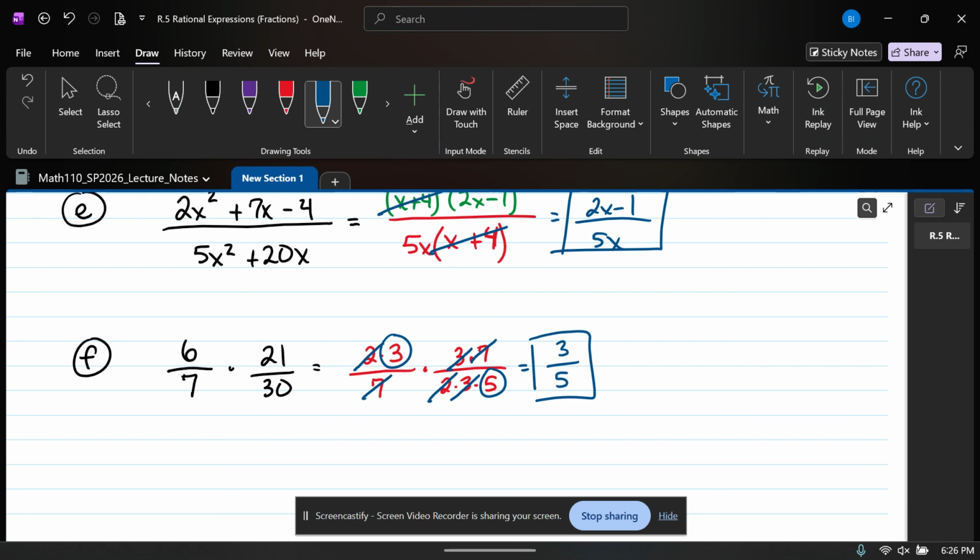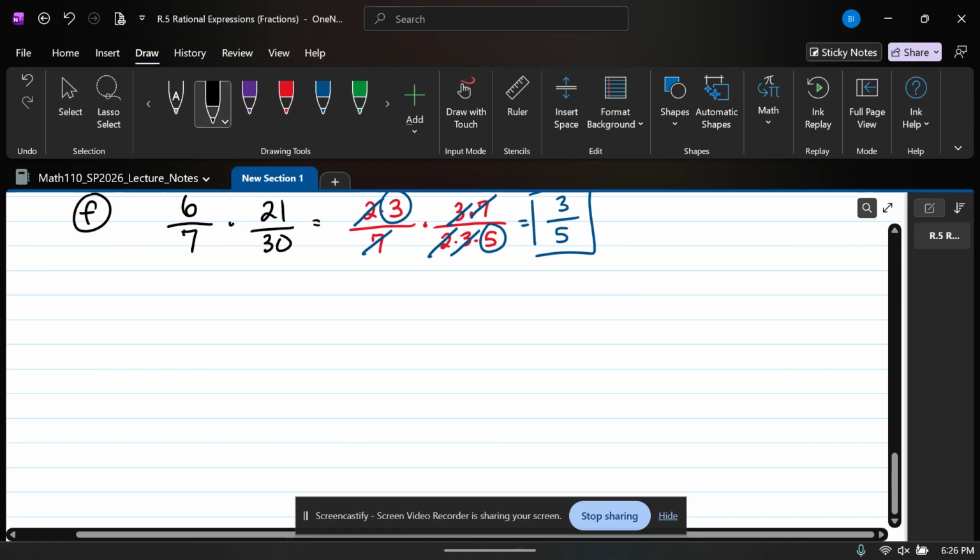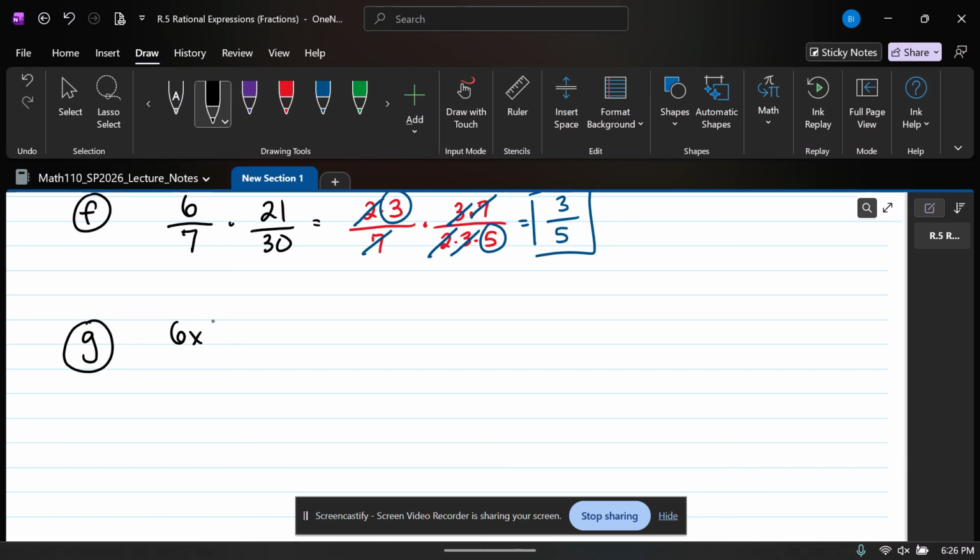But the idea is that you're going to factor everything that can be factored in the problem, top and bottom of each fraction. All right, so let's look at one that's got some letters mixed in there. So 6x to the third over 7 times 28 over 9x squared. Okay, so we're going to do the same thing, but we've got x's in there. It's a very similar problem, with some of the same numbers and some different numbers.